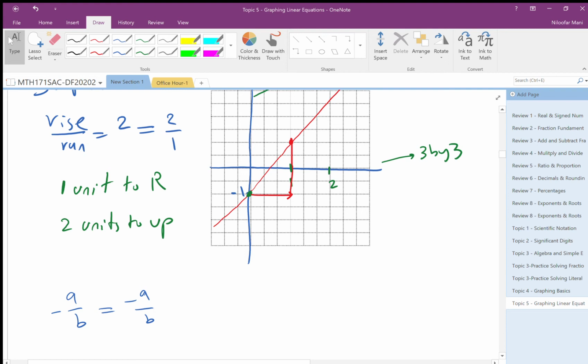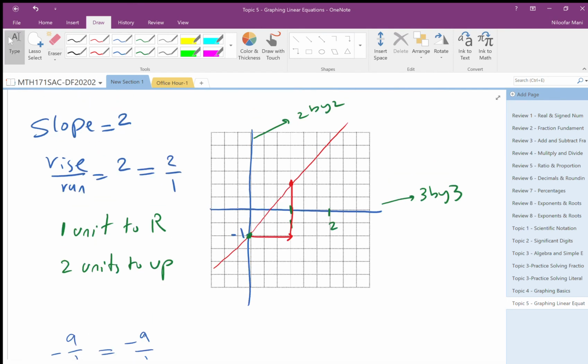So I always go to the right, because I look at run, and from the y-intercept I go to the right the same number as run. Then I look at rise. If rise is positive, from there I go up. I start from here, I go 1 unit to the right, I always go to the right. If negative, I go down from there. If positive, I go up. Because it's positive, I go 2 units up, and then I find the next point. So this is my next point, and now I connect them.